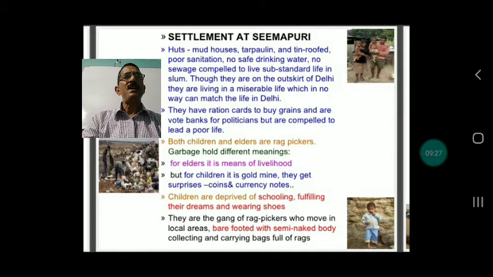So here they are the gang of rag pickers who move in local areas barefooted. They have no shoes, and if they get shoes from some rich man, they feel very fortunate. There are two conditions: having shoes and some money for themselves to live, even to survive.